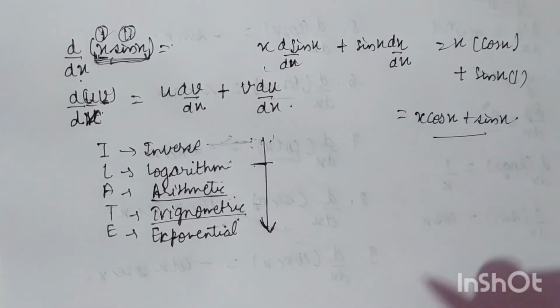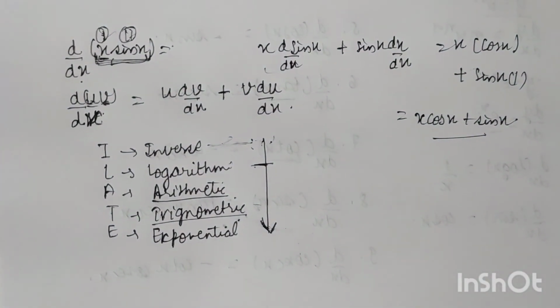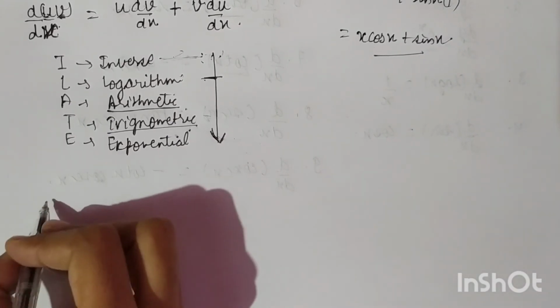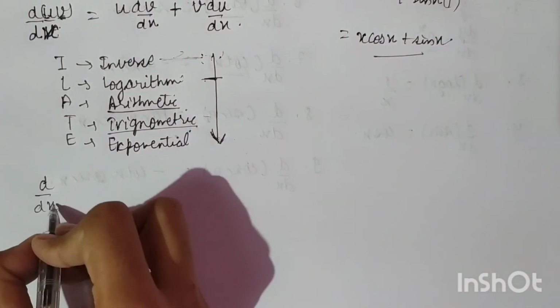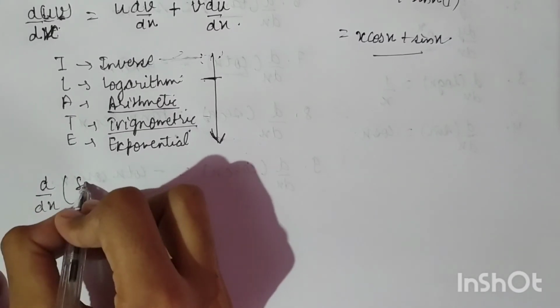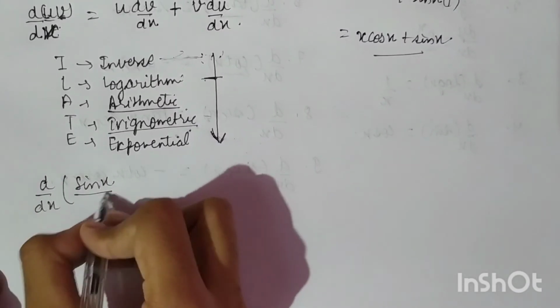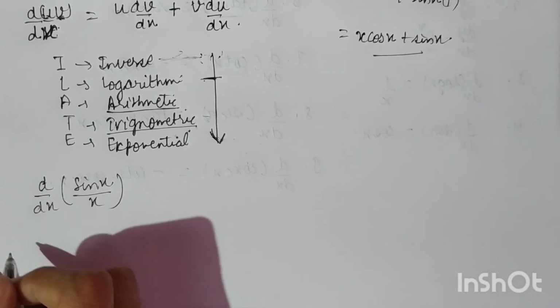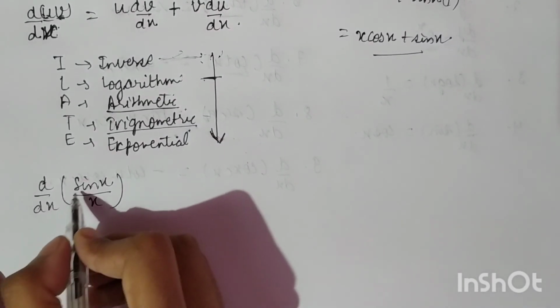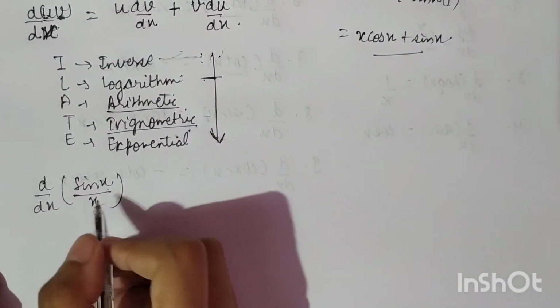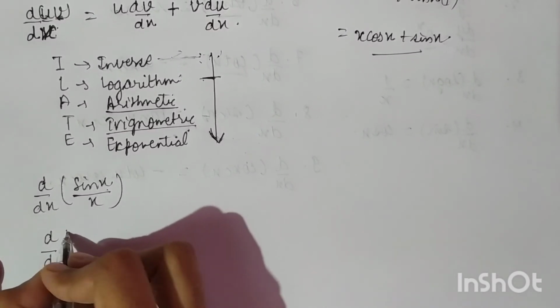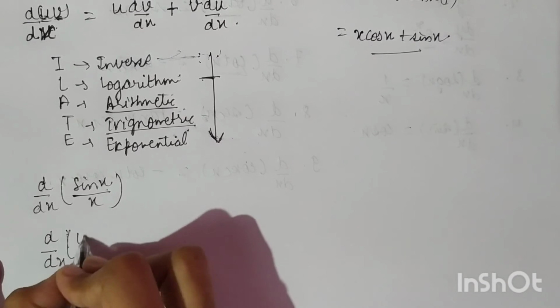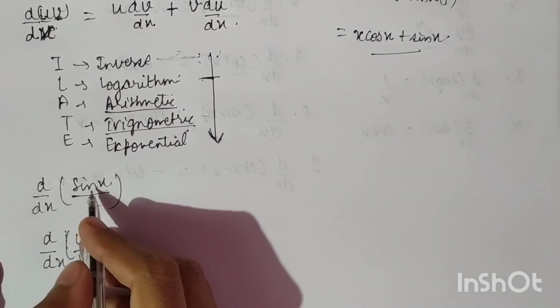Okay, now if we are given two functions in quotient form, as let us assume the function given to us is sin x divided by x, we have to differentiate this function. This is in the quotient form. So we have a rule for this type of function also. This function is like u divided by v; we can say it is in this form.